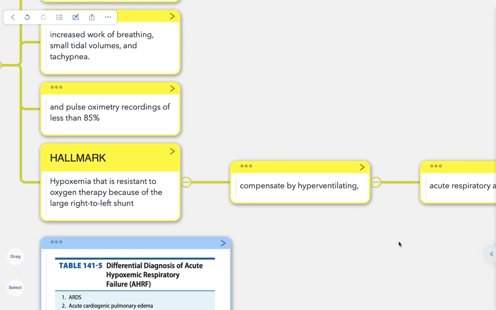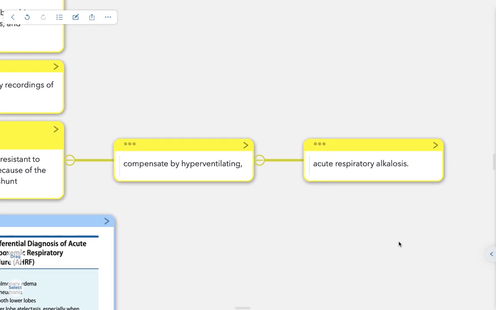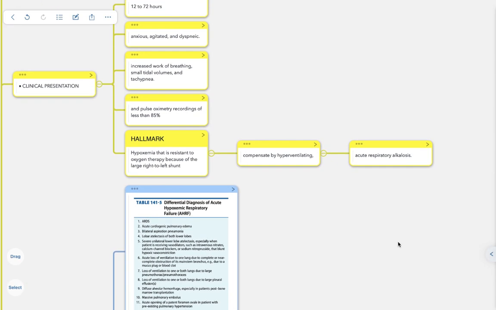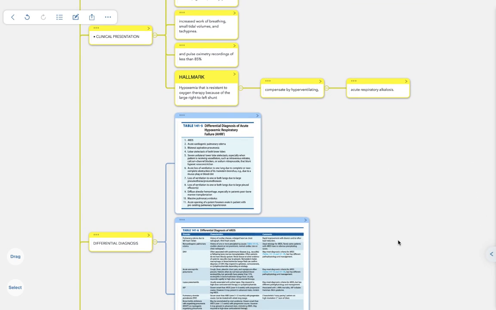Whenever the patient starts hyperventilating, what happens? There is a CO2 washout, which causes acute respiratory alkalosis. But remember that this only happens in the initial stages. As the patient starts experiencing muscle fatigue, this leads to more accumulation of carbon dioxide and eventually the patient lands in respiratory acidosis, right?